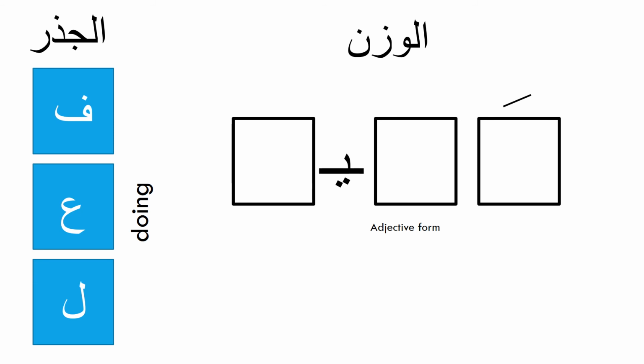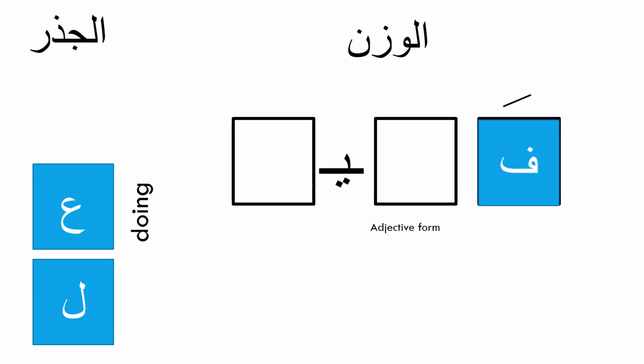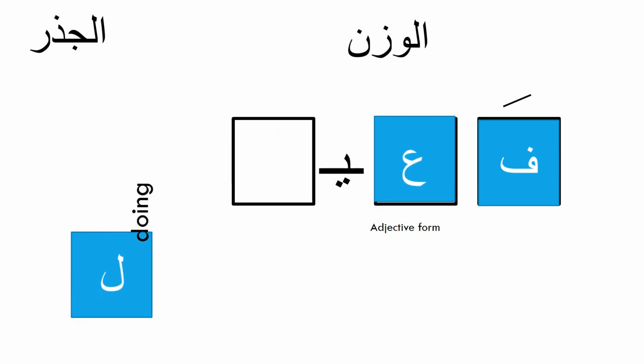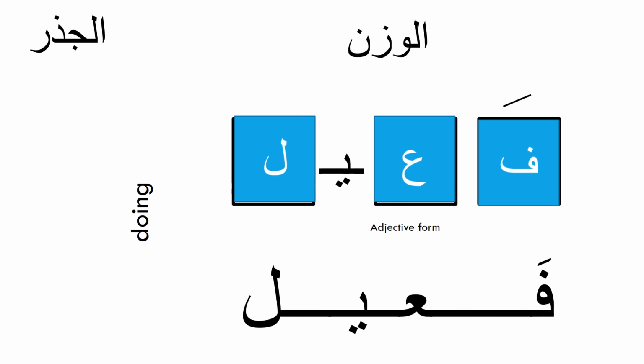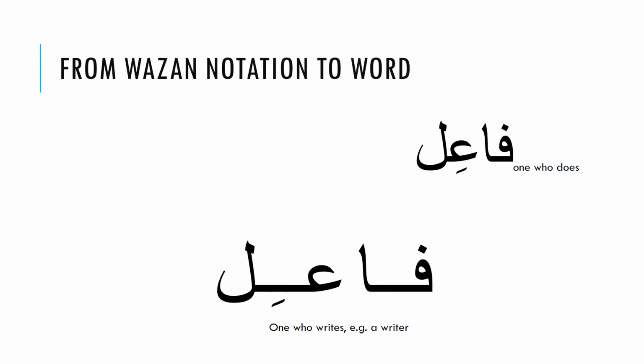So, how do we get to that notation? Well, we use the same template system. We just use our jadr of fa, ayn, and lam. So we're talking about our adjective form. How could we come up with a notation that we could use to represent that form in all cases? Let's just slot fa, ayn, and lam into our template. Fa, ayn, lam, so we get the word fa'il. If you say, oh, this is the wazn fa'il, that can represent all words that have that wazn. And I'll show you how that works in a second.